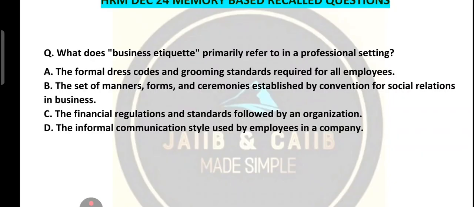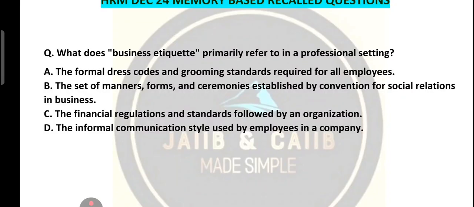Option B, the set of manners, forms, ceremonies established by convention for social relations in business. Yes, this is the correct answer. This is the true meaning of business etiquette. How you greet people, how you write email, how you behave in meetings. It's all about respect, good manners and professionalism. Example, saying thank you or please in a meeting, or not interrupting someone while they are speaking. That is called business etiquette.